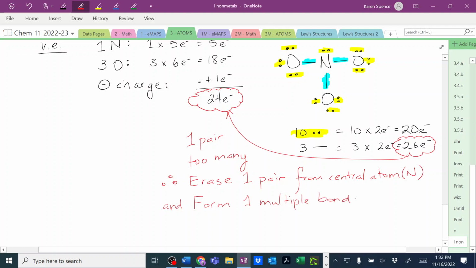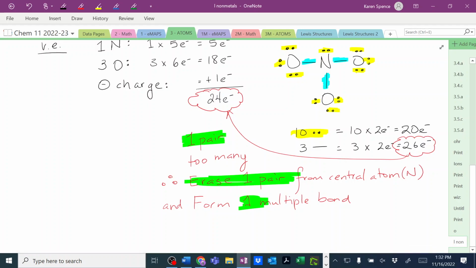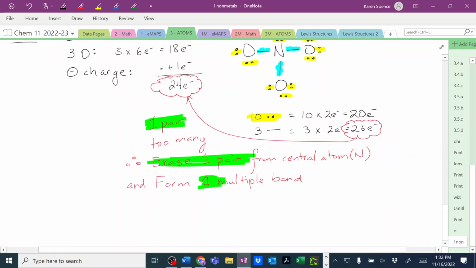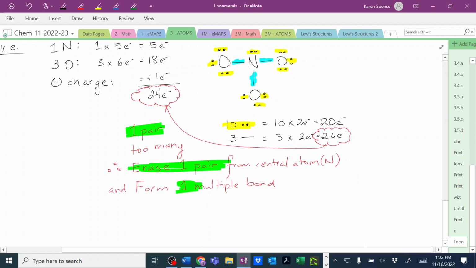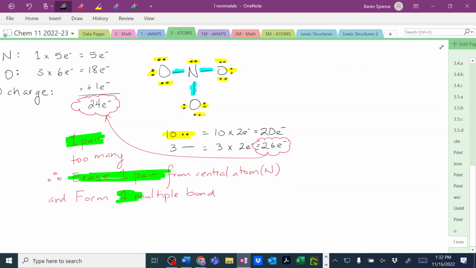So if you're keeping track, if I have one pair too many, that means I erase one pair and I form one multiple bond. Okay, the pairs you erase tell you how many multiple bonds you need to form. Which is kind of the beauty of this technique. So from my structure, I'm not actually going to erase, I'm going to redraw, but you can just erase if you want to.